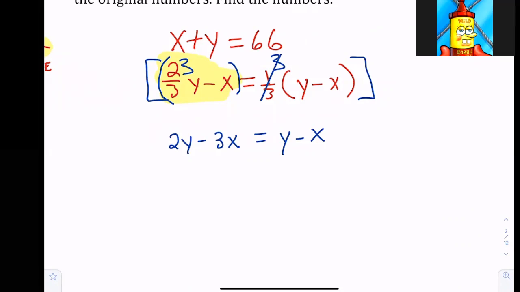All right, I can understand you're questioning me on that. So look up and make sure you understand. Why is it y minus x? Because it's the difference.